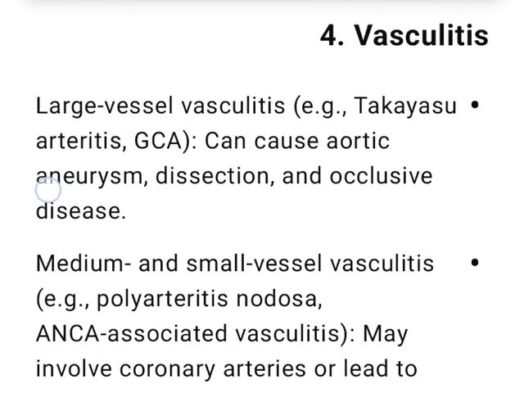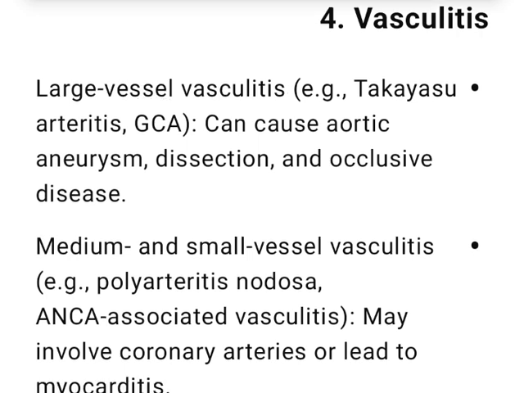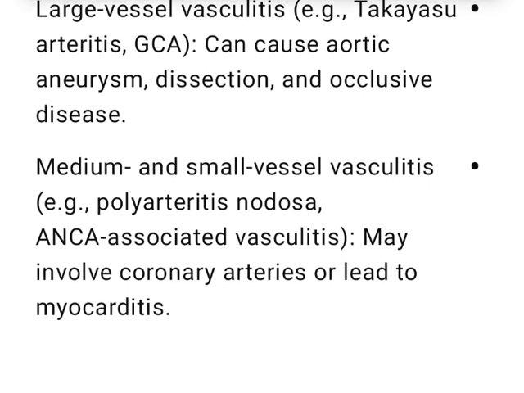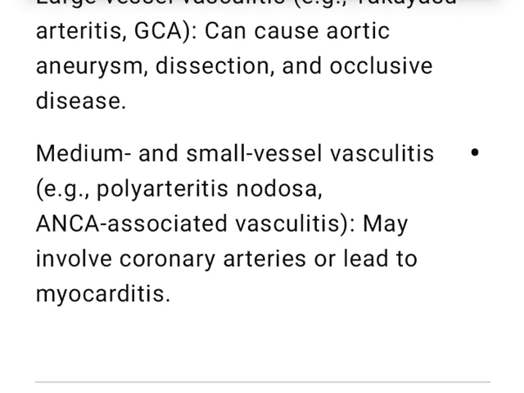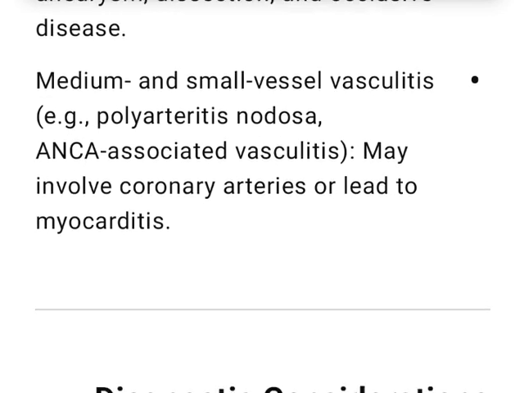4. Vasculitis. Large vessel vasculitis, e.g., Takayasu arteritis, GCA, can cause aortic aneurysm, dissection, and occlusive disease. Medium and small vessel vasculitis, e.g., polyarteritis nodosa, ANCA-associated vasculitis, may involve coronary arteries or lead to myocarditis.